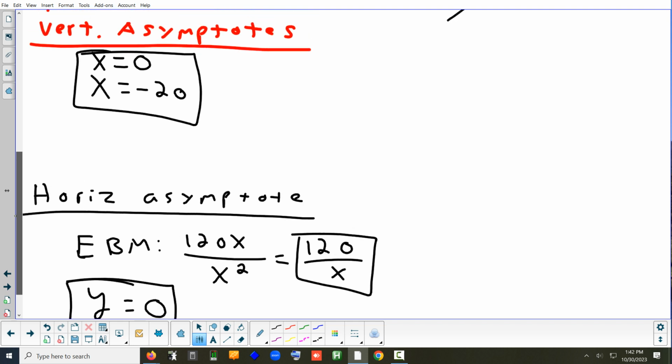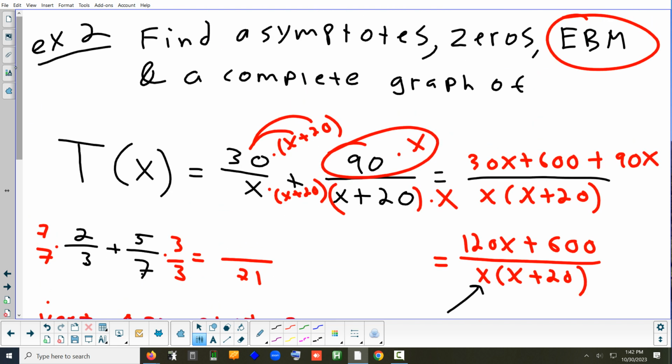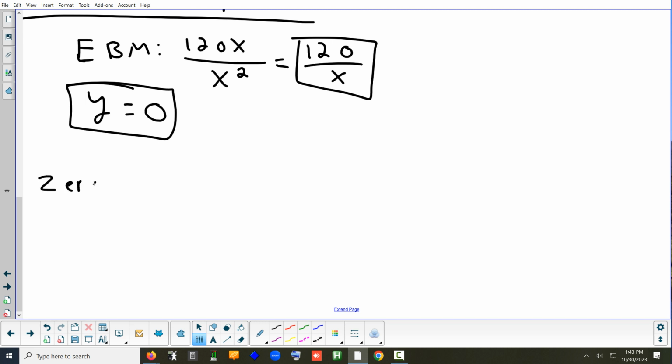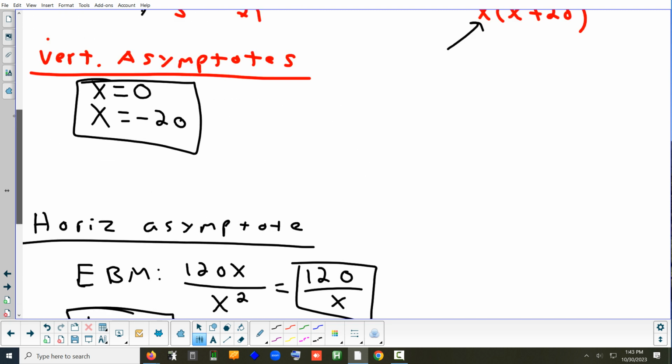So we got the horizontal asymptote, we got the EBM, the zeros, okay, that's where it crosses the x-axis. All right, so let's find the zeros. What's another name for that? Graphically, where it crosses the x-axis, what do you call that? Yeah, we want the x-intercept, which is when what letter equals 0? Right, y. It's when the y value equals 0.